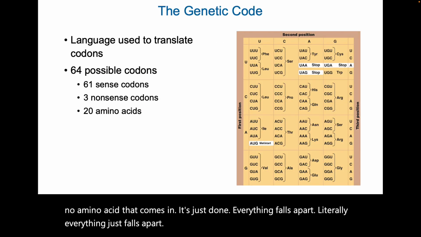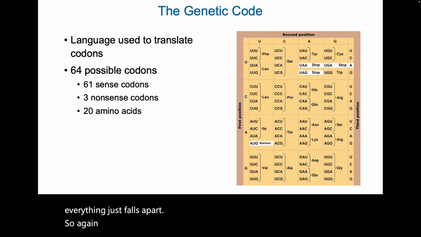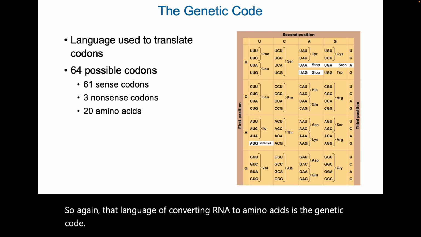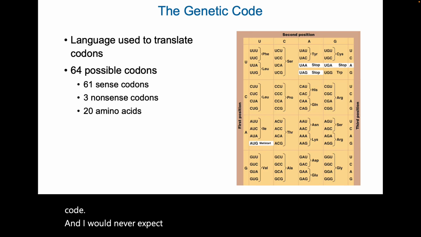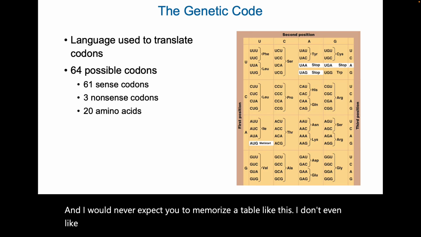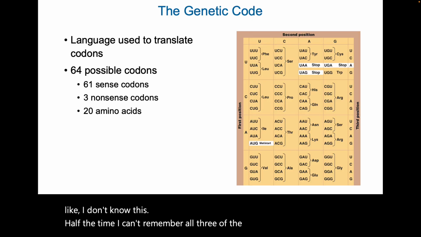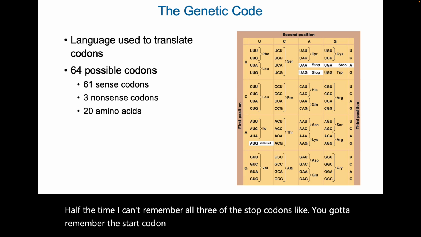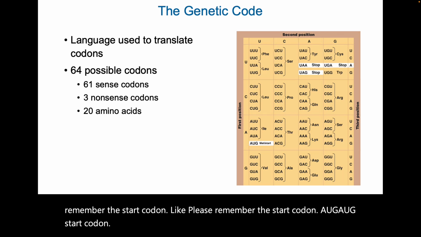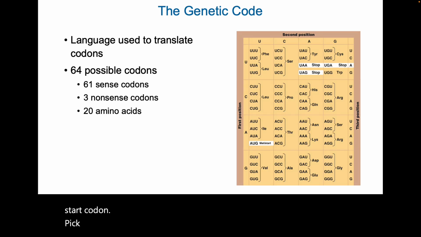So again, that language of converting RNA to amino acids is the genetic code. I would never expect you to memorize a table like this. Half the time I can't remember all 3 of the stop codons. You have to remember the start codon, please remember the start codon: AUG. Pick a stop codon to remember. I always remember UGA. I don't know why, but that's the one.